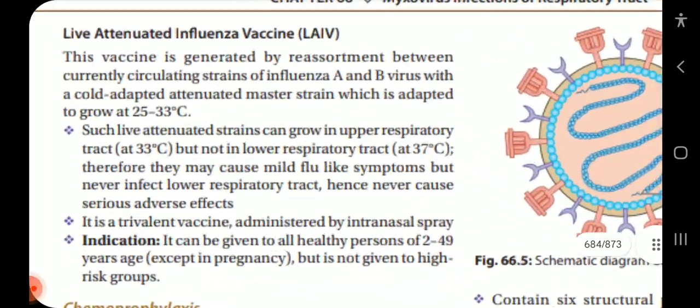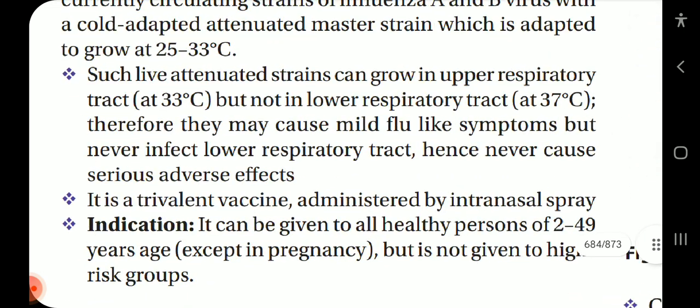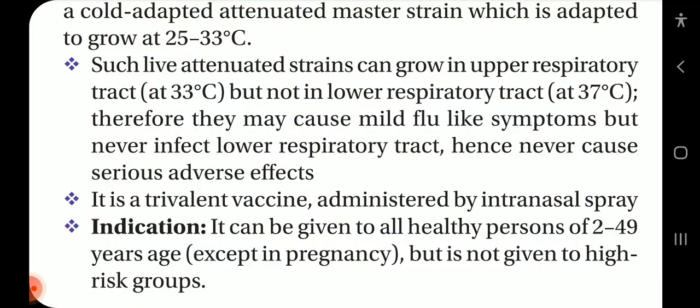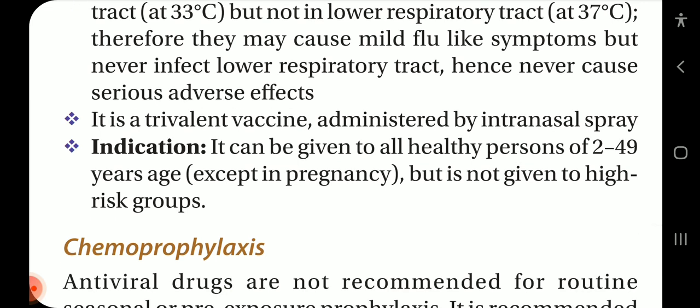Now the live attenuated vaccine, LAIV. Live attenuated vaccine is generated by reassortment between currently circulating strains of influenza A and B virus with a cold adapted attenuated master strain which is adapted to grow at 25 to 33 degrees Celsius. Such live attenuated strains can grow in the upper respiratory tract at 33 degrees Celsius but not in the lower respiratory tract at 37 degrees Celsius. Therefore, they may cause mild flu-like symptoms but never infect the lower respiratory tract, hence never cause serious adverse effects. It is a trivalent vaccine administered by intranasal spray.